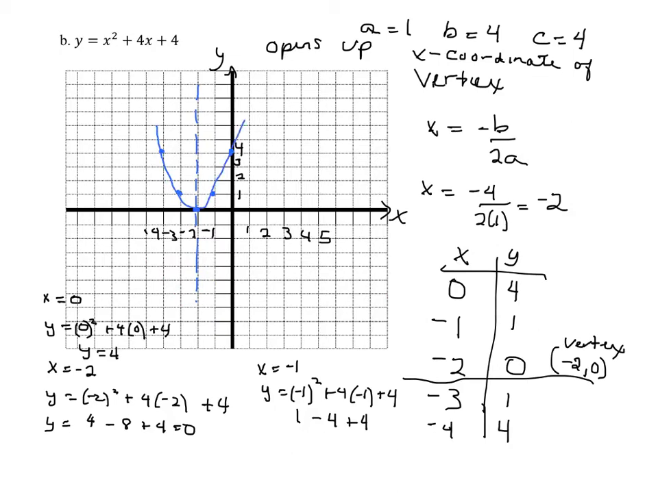Okay, perfect. So let's read it off the graph. What is the y-intercept? Where does it cross the y-axis? It crosses it at 0, comma 4. What's the x-intercept? Well, that crosses the x-axis at negative 2, comma 0.